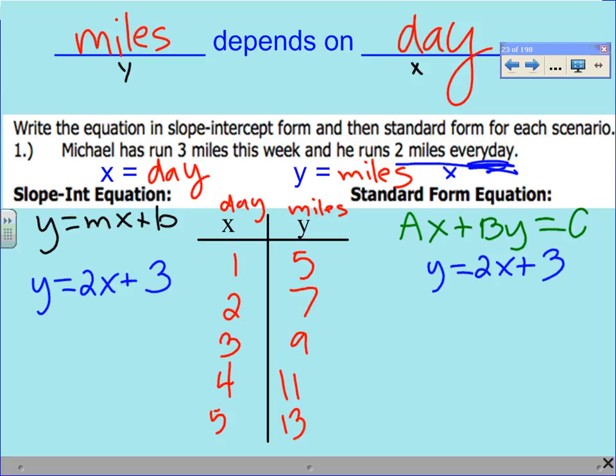Okay, so now we need to get slope-intercept form into this form. So Marissa, what do we have to move to get this into this form? Good, 2x. How do we get this to the other side? We're going to do that by subtracting it. So minus 2x on both sides. So we have negative 2x. This y is positive, so plus y equals 3.